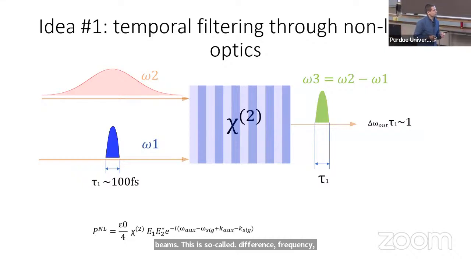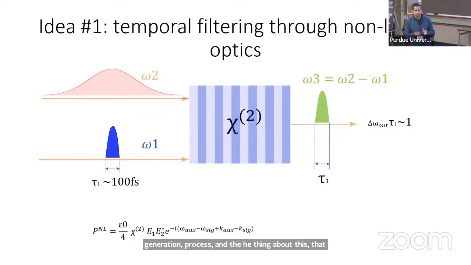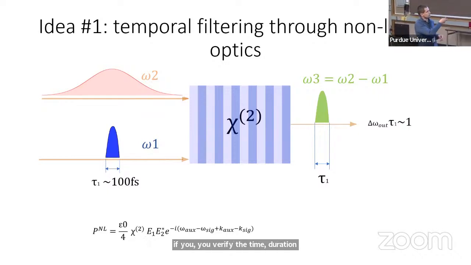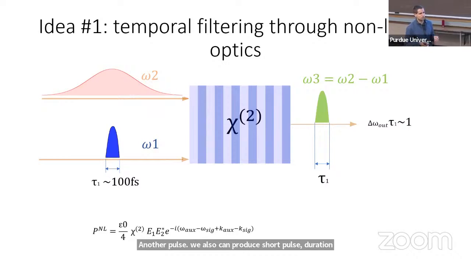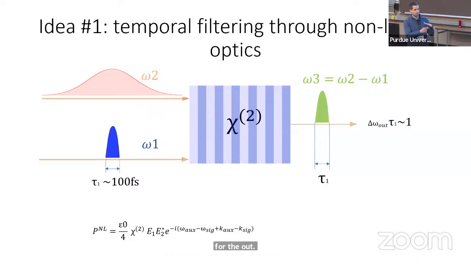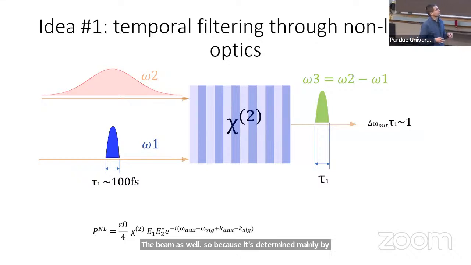And the key thing about this is that if you vary the time duration of one of the pulses, for example, the blue pulse on the bottom, and make it much shorter than the other pulse, we can also produce a short pulse duration for the output beam, because it's determined mainly by the overlapping of these two wave packets.